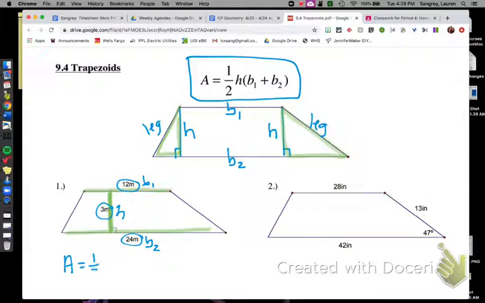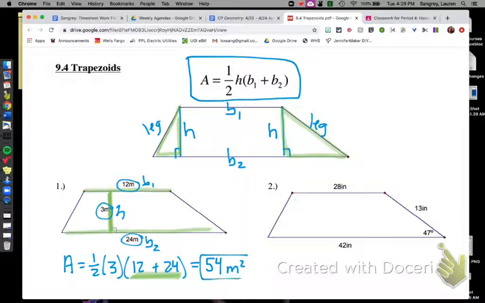So we have 1/2 times the height times the bases added together. You can make sure you follow PEMDAS, and you can add these 2 together first, and then multiply by 3, and then multiply by 1/2. And we get 54, and that is squared meters.